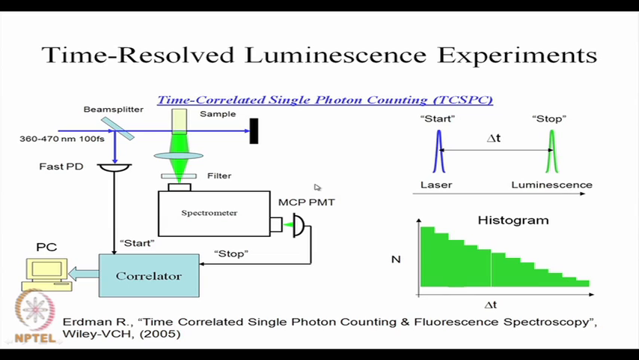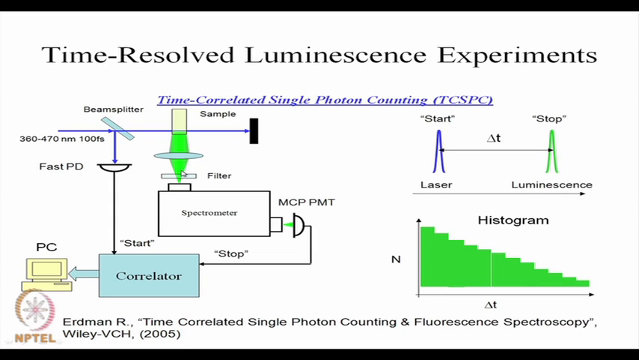Next, time resolved luminescence, which I told you is time correlated single photon counting. That is the basic apparatus: you have about a 100 femtosecond pulse, maybe 360 to 470 nanometer, again with the help of a beam splitter. About 1% of this laser light is directed to the fast photodiode, and the remaining 99% is fed into the sample, and the emission is collected here in the same way.